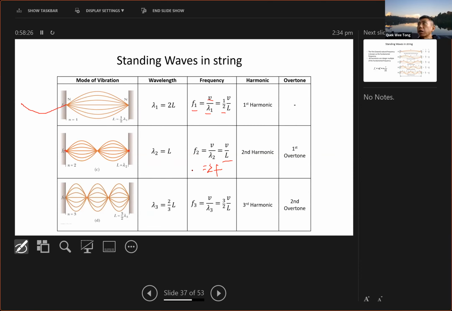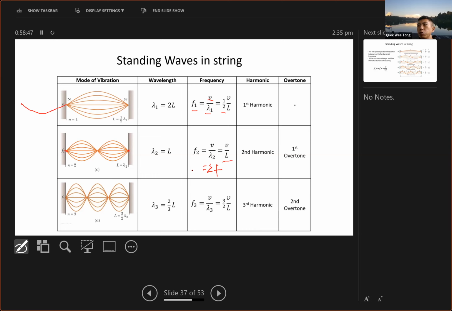So it means that a guitar string, for example, which is fixed at 2 ends, when it's vibrating, is capable of producing F1. And at the same time, it is also vibrating somewhat in F2, somewhat in F3.